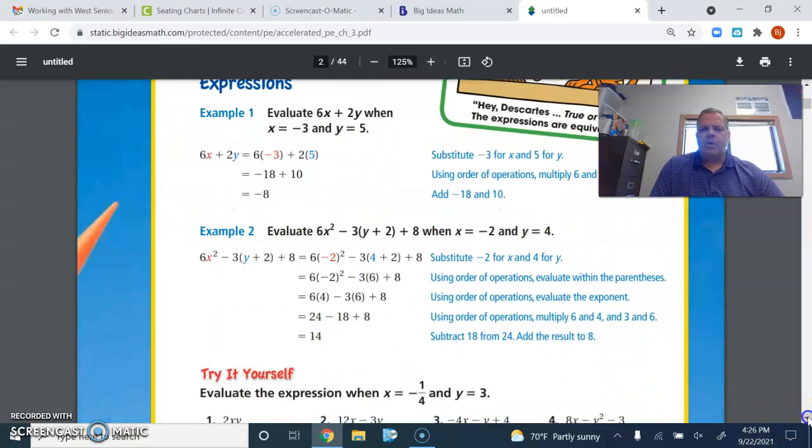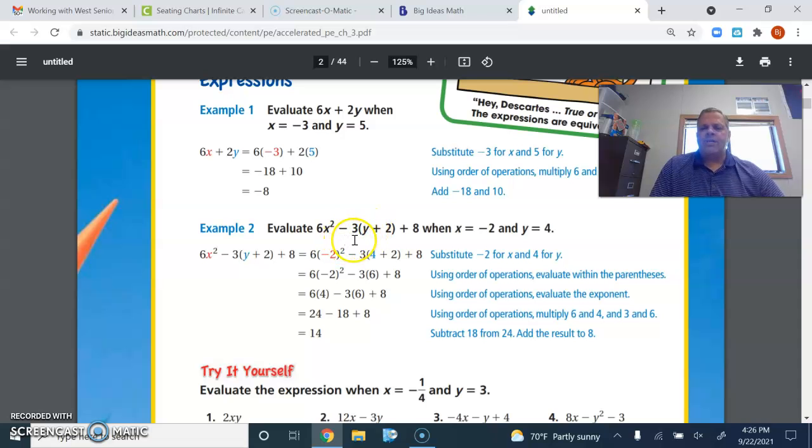In our second example here, we're going to evaluate 6x squared minus 3 times y plus 2 plus 8 when x is negative 2, y is 4. So again, we're going to substitute in 6, negative 2 squared, minus 3, parentheses 4 plus 2, plus 8. Remember, order of operations, we evaluate inside those parentheses. 4 plus 2 is 6. The second thing we're going to do is the exponent, which gives us negative 2 times negative 2, which is 4. Then we are going to multiply, so this is 24. This is 18, so we're going to go 24 minus 18, which is 6, plus 8 gives us 14. That is one of the things that you will be tasked with doing today.